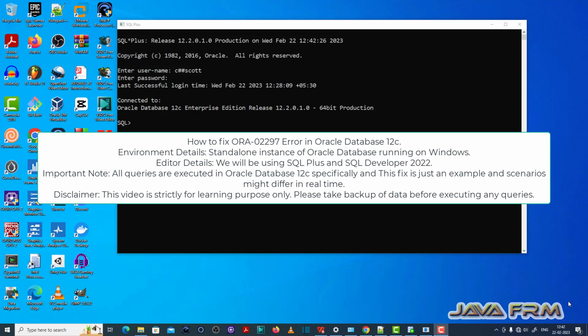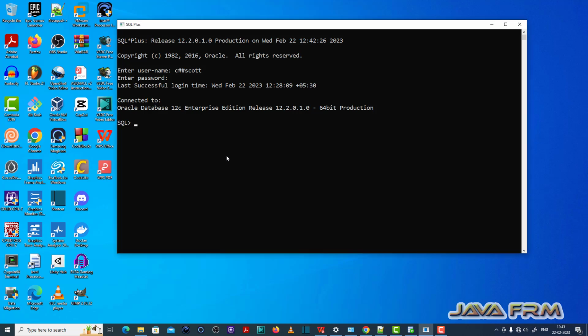So I have logged into the SQL Plus editor as a common user called c#scott. Make sure that you have enough permission to execute the SQL queries. Now what I am going to do, I am going to alter the table called person5 and disable the primary key constraint.